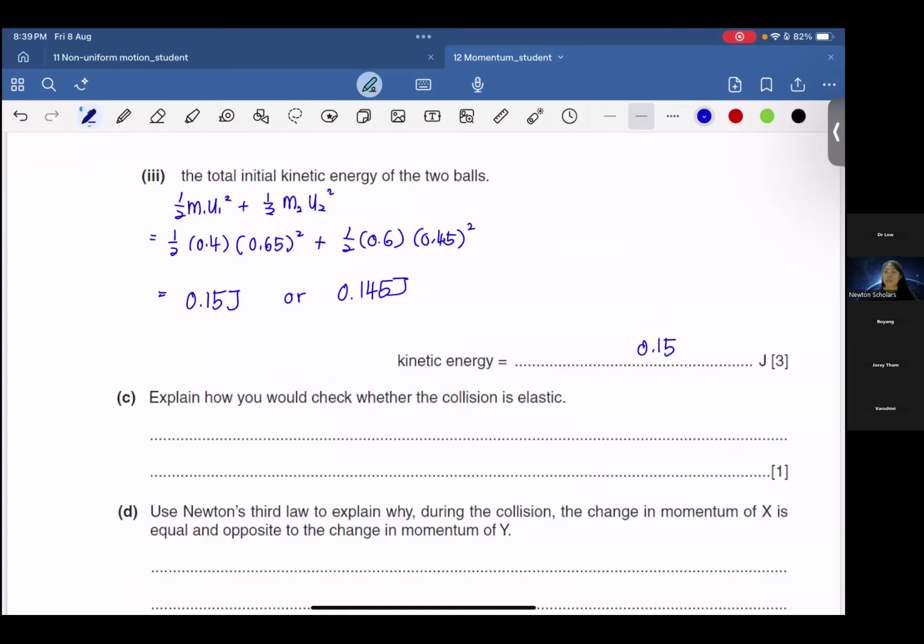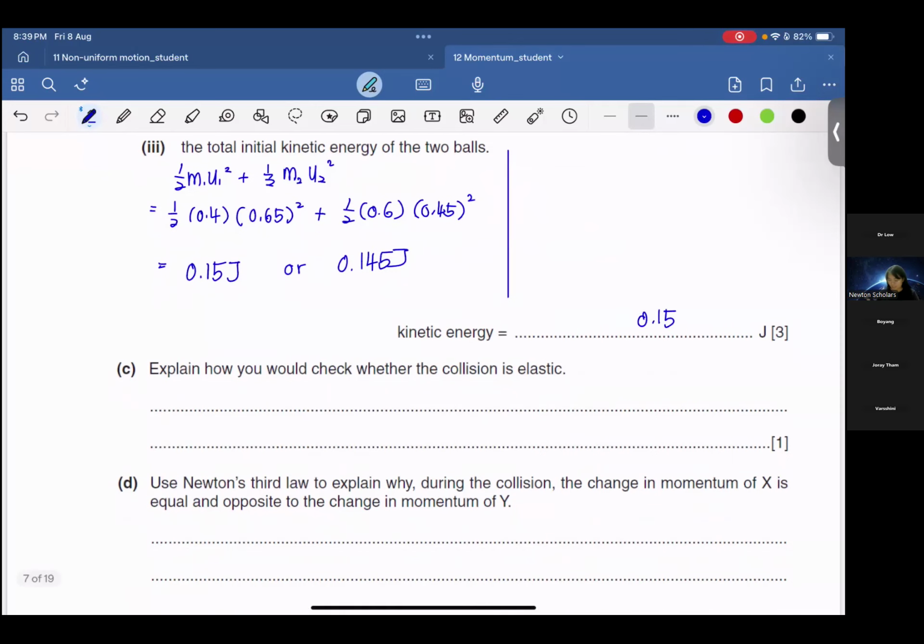Okay, did any of you check the kinetic energy after collision? 0.15, Kai Chen, correct? Okay, did any of you calculate the total kinetic energy after collision? Explain how you would check whether the collision is elastic or not. Okay, how do we know? Basically for elastic, we can base on the kinetic energy to know. Same also, thank you Vashini. If you calculate kinetic energy after collision, you also get 0.15 joule.